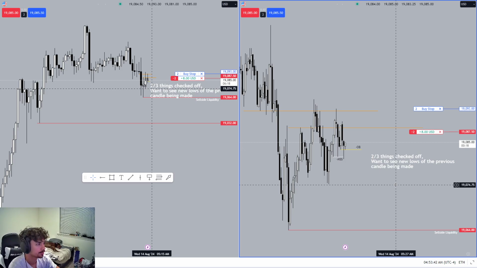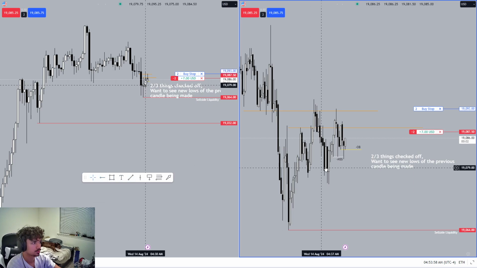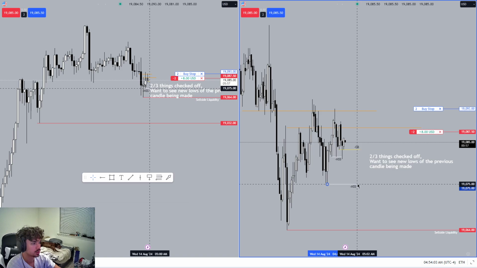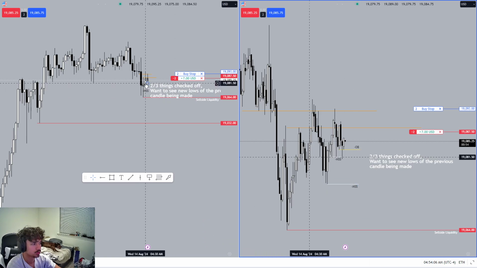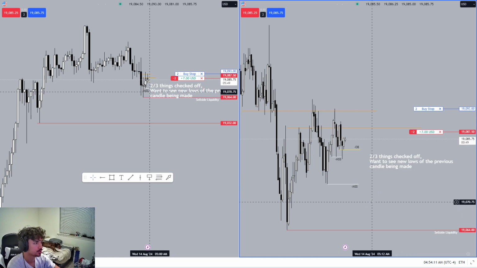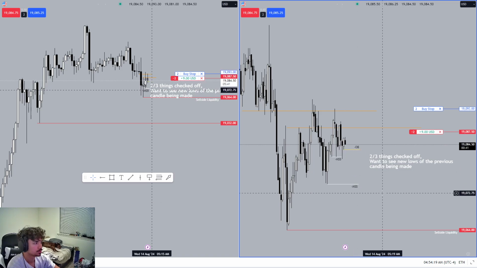That's all right. Let's see what it wants to do. I definitely want to see it get below here. This is the 430 15-minute candle low, which is a really good thing if we get below it. Okay.